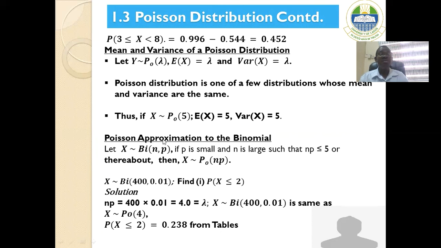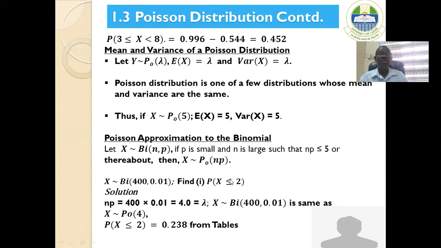Now, Poisson approximation to the binomial. Let me pose the problem first. Suppose I give you this binomial distribution. X is binomial 400, 0.01. Find this probability. Look at it here. You can't find binomial with n equal to 400 on the table. Neither can you start calculating all this with your calculator.